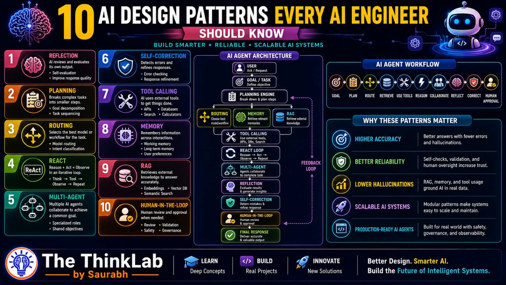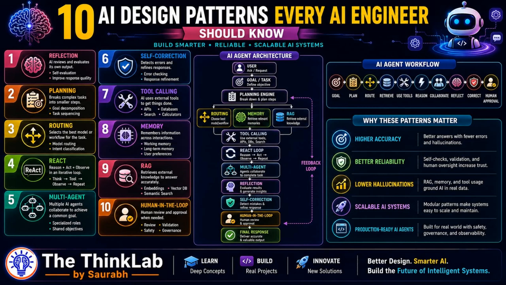So if you are building an AI application today, choosing the right powerful language model is only the beginning. The real intelligence of any AI system comes from its architecture. That's where AI design patterns become very important, right? These are reusable design approaches that help AI systems to reason better, use tools, reduce hallucination, and solve complex problems. So in today's video, I will explain the 10 most important AI design patterns that every AI engineer should know in 2026. So let's get started.